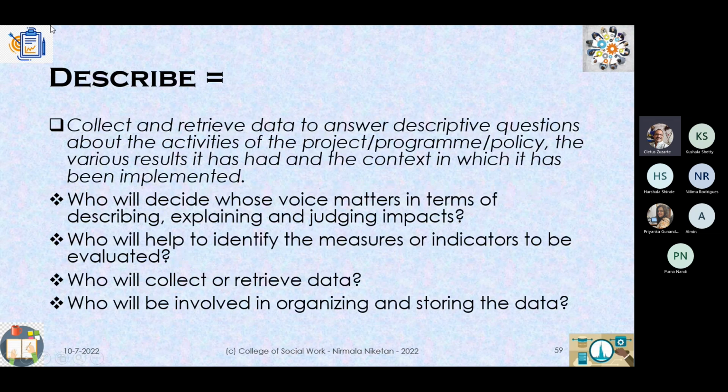Describing here means collecting and reviewing data so that the data actually answers the descriptive questions which have been laid out in the project program. Who will decide whose voice matters in terms of describing?